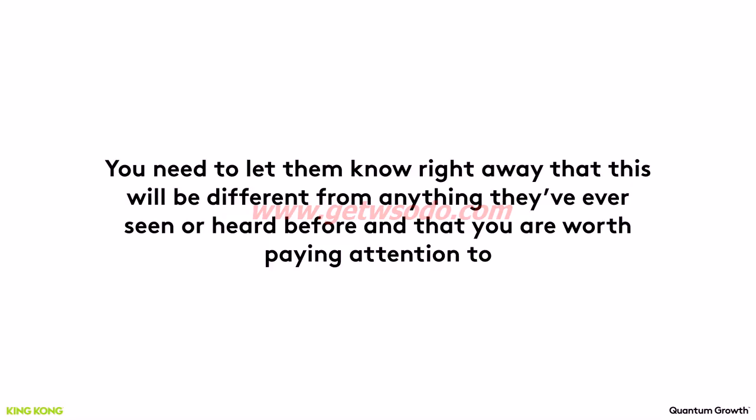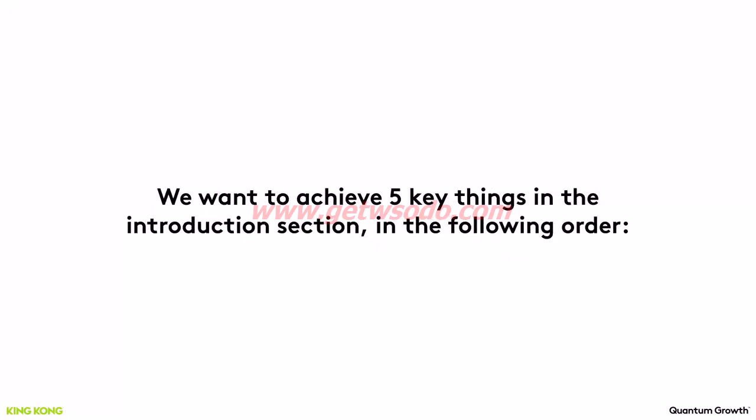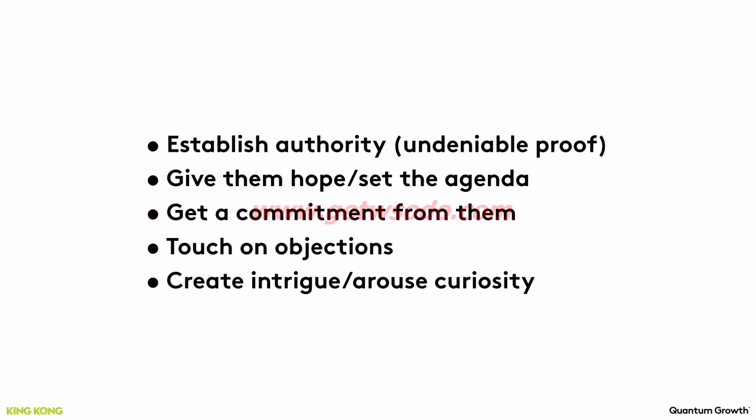So you need to make sure that from the get-go, we come out the gate and address all of that. We're going to be radically different. This is going to be like nothing you've ever seen or heard of before. And we want to achieve 5 key things in the introduction section in the following order, okay? The first thing is to establish the authority and the undeniable proof by showing those screenshots and really showing them what is possible using our systems.